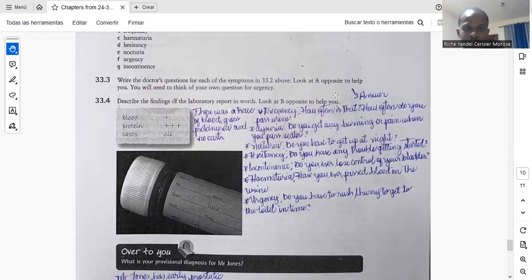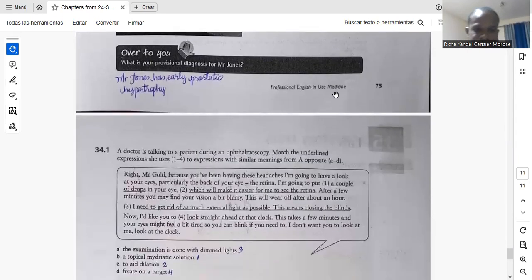The question, okay, is frequency. How often do you pass urine? Dysuria, do you get any burning or pain when you pass water? Nocturia, do you have to get up at night? Hesitancy, do you have any trouble getting started? Incontinence, do you ever lose control of your bladder? Hematuria, have you ever passed blood in the urine? Urgency, do you have to rush or hurry to get to the toilet in time?